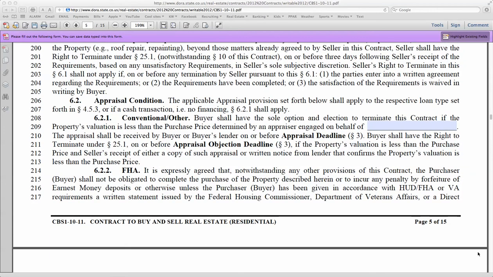If they are doing a conventional loan, the buyer does have the option to terminate the contract if the property is appraised for a lower price than the listing price. A couple other things they can try are seeing if the seller will come down to the appraisal price or coming up with more of a down payment to make up the difference if they will not be able to obtain a loan for higher than the appraised value.